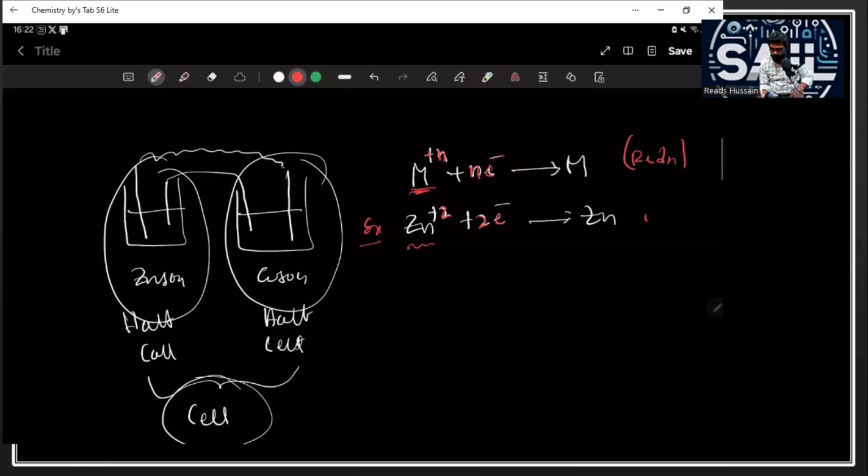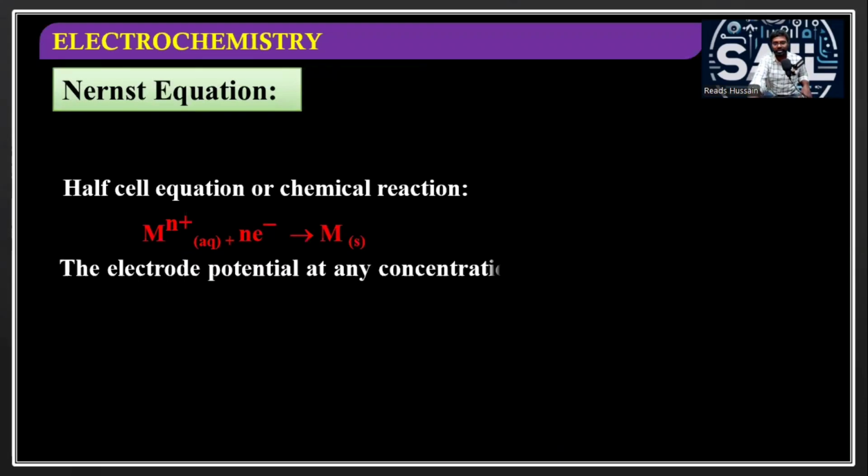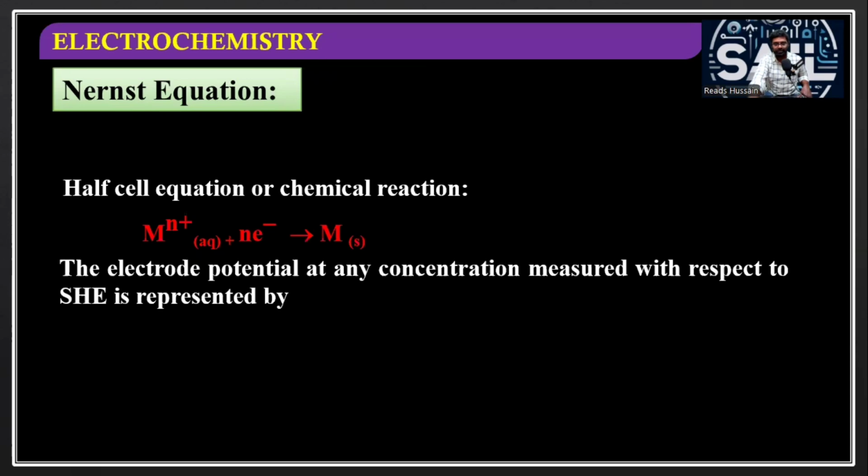And this is a reduction process. M plus n, this is a metal ion gaining n electrons, becoming a metal. So it's a reduction process, right? This is a reduction reaction. Now come to the reaction. The electrode potential at any concentration is measured with respect to SHE. SHE means standard hydrogen electrode, that we discussed in the previous class. That also is there on our YouTube channel. You can go and check the previous video and you will get all these points.